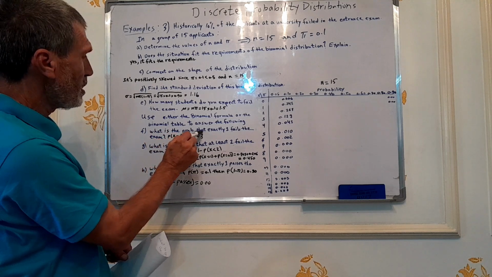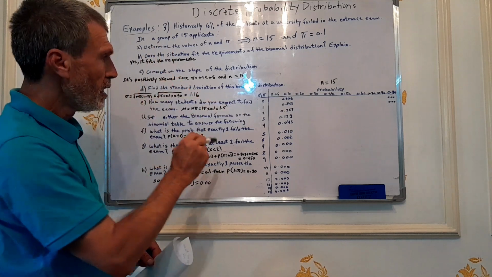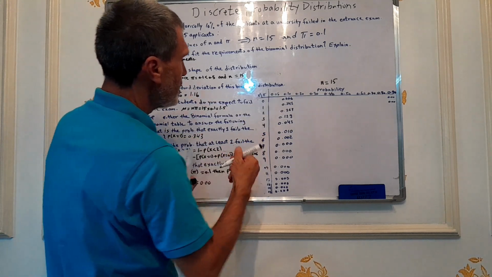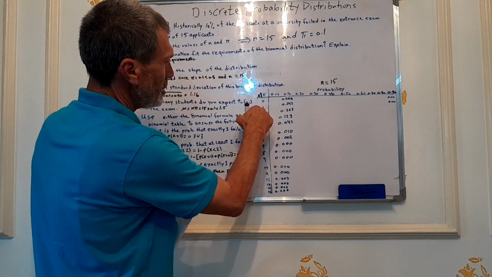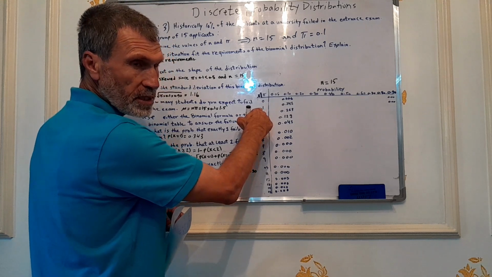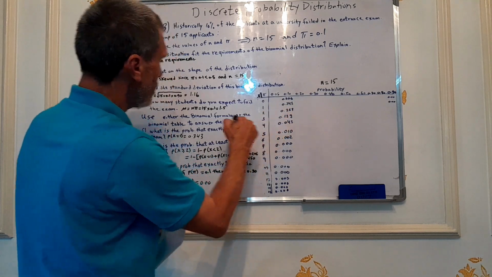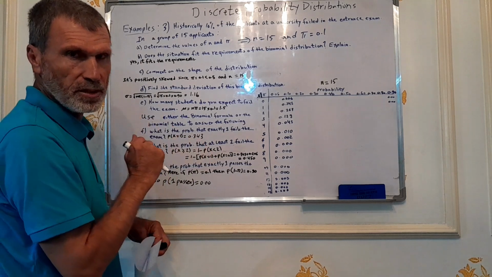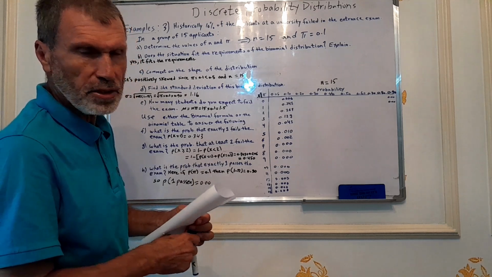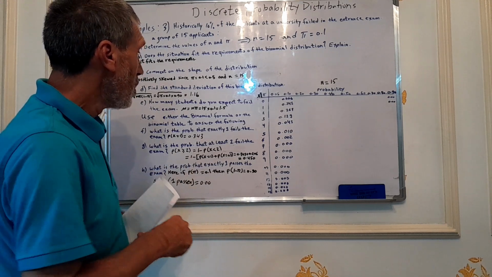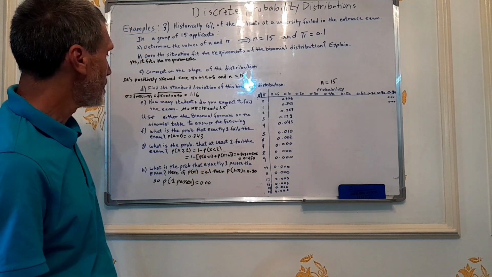What is the probability that exactly one fails the exam? Probability of x equal 1. That's 1 here, okay? This is x, 1. Probability of x equal 1 is 0.343. Okay? From the table, you just pick it up directly. You can also use the binomial formula to calculate this probability.